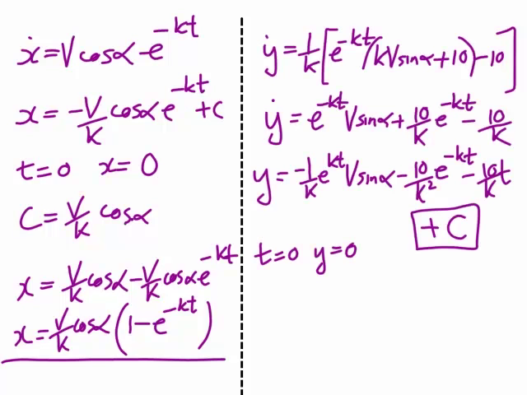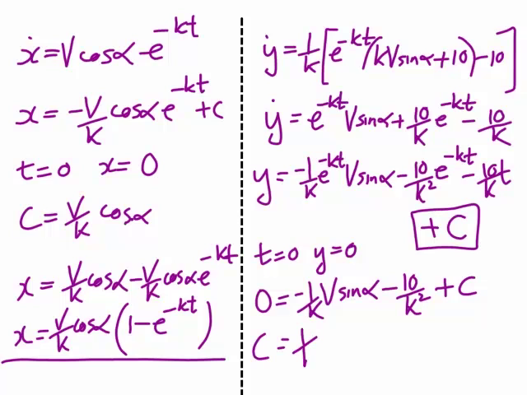Okay, so what is this constant? Well, you can see here, if y is 0, we have 0 equals minus 1 on k, that's e to the minus kt there, whoops. If t is 0, that's just 1, v sine alpha. We've got minus 10 on k squared times 1, and then we also have 0 minus 0 plus a constant. So we now know that the constant is just 1 on k v sine alpha plus 10 on k squared. And this is our constant, which we need to put into the equation to get the y value.